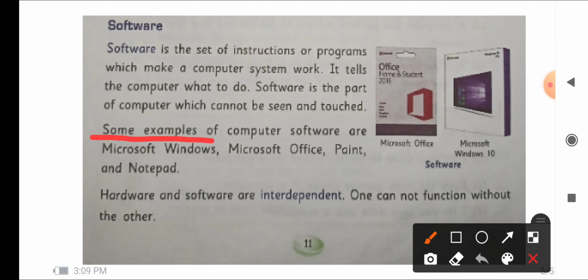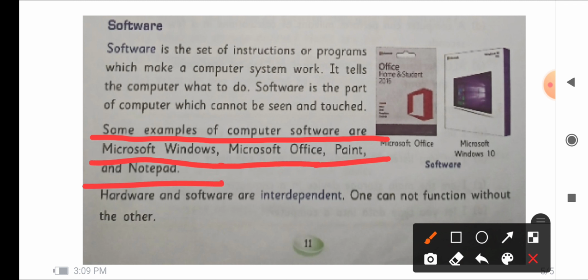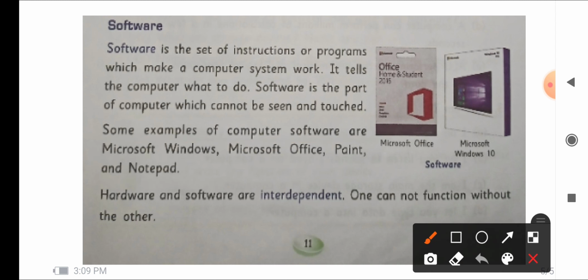Some examples of computer software are Microsoft Windows, Microsoft Office, Paint, and Notepad. You can see this is the software Microsoft Office and this is the software Microsoft Windows 10. When we are working on certain applications also, everything is software because these are programs developed by computer experts.